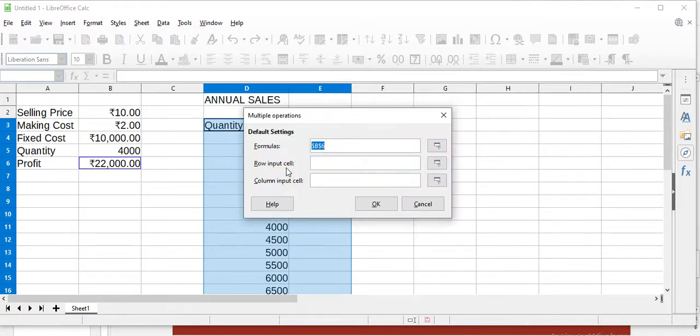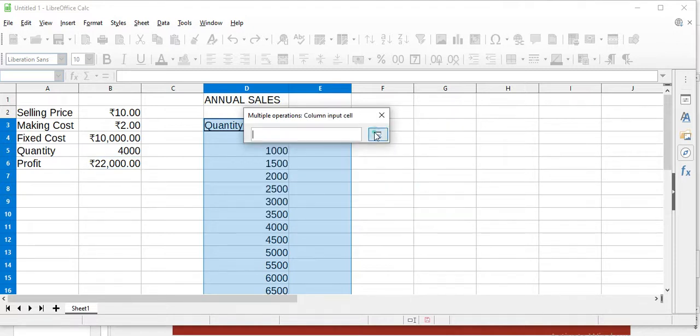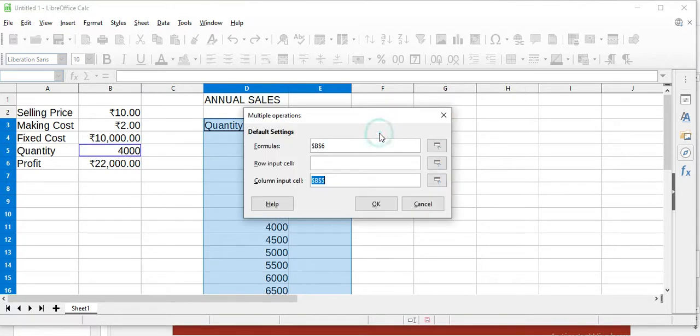Now here, the second input we are going to use is the column input cell. For that, select the column which we have to choose, to check the profit for the different quantities. So I will select this quantity cell. Click OK.